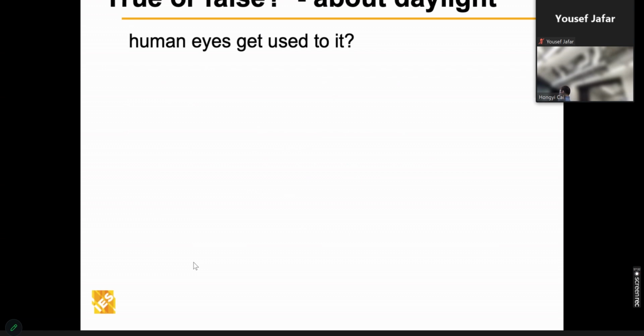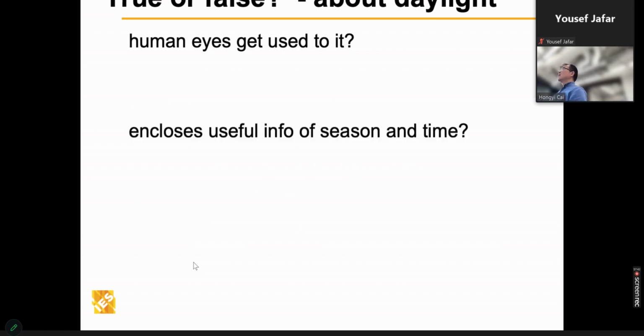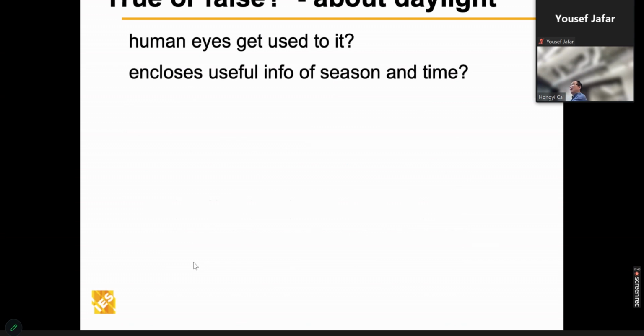An evolution process, right? That's why you see the trees as green, and the green wavelength has a high sensitivity curve to your eyes. So we get used to it. Okay. Does daylight enclose useful information of season and time? Of course, right.